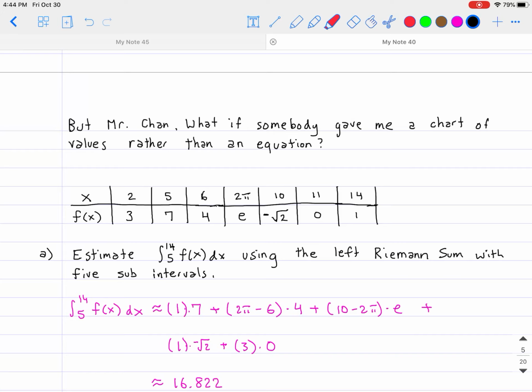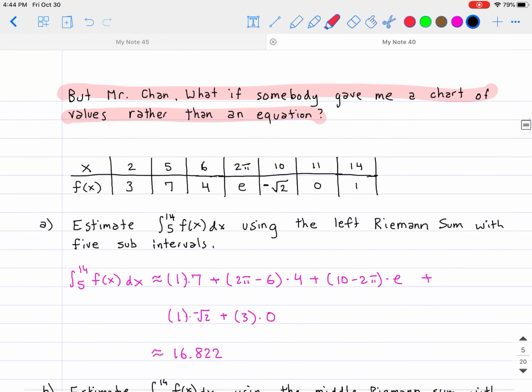But now the question is, Mr. Chan, what if somebody gave me chart values rather than an equation? Because you noticed that I gave you a nice equation like y is equal to x squared, and we don't always have that. In reality, some people will not give you an equation, but rather a chart. So how do you find the area under the curve if I give you a chart like the one below, a tabular chart? That's what they call it.